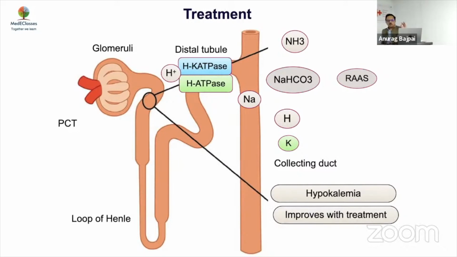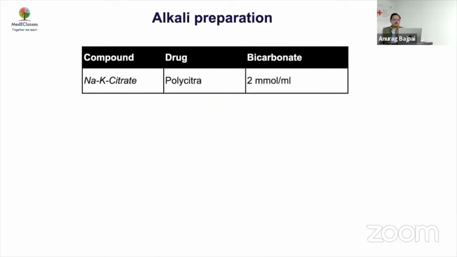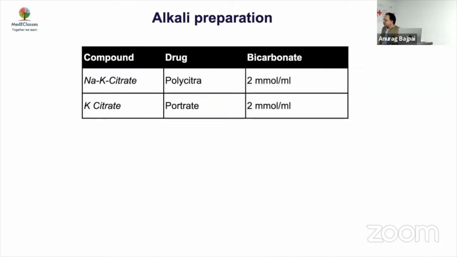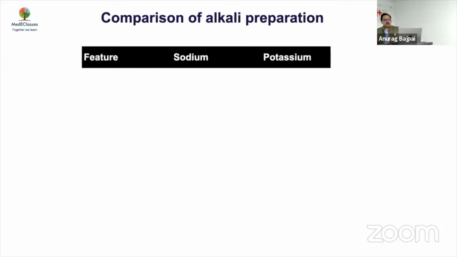So they have hypokalemia at diagnosis, which improves with treatment. Proximal RTA do not have hypokalemia, but if you give them sodium bicarbonate, they may actually worsen with treatment. Now, which alkali preparation to use? You can use sodium potassium citrate, but we generally prefer sodium bicarbonate, which is available as tablets, which is quite good in that regard.